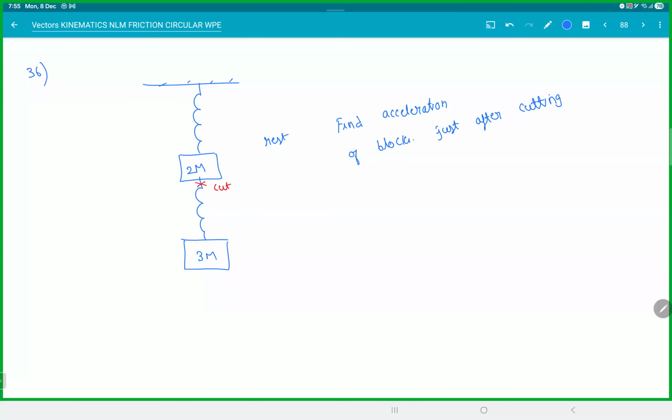How do we do these kind of problems? Step 1. First, find the forces in the spring. Step 2. Whichever spring you are cutting, that tension will be 0. The other springs don't care. They will still remain the same. Step 3. Draw the FBD and solve. So step 1. Find the forces in the spring before cutting.